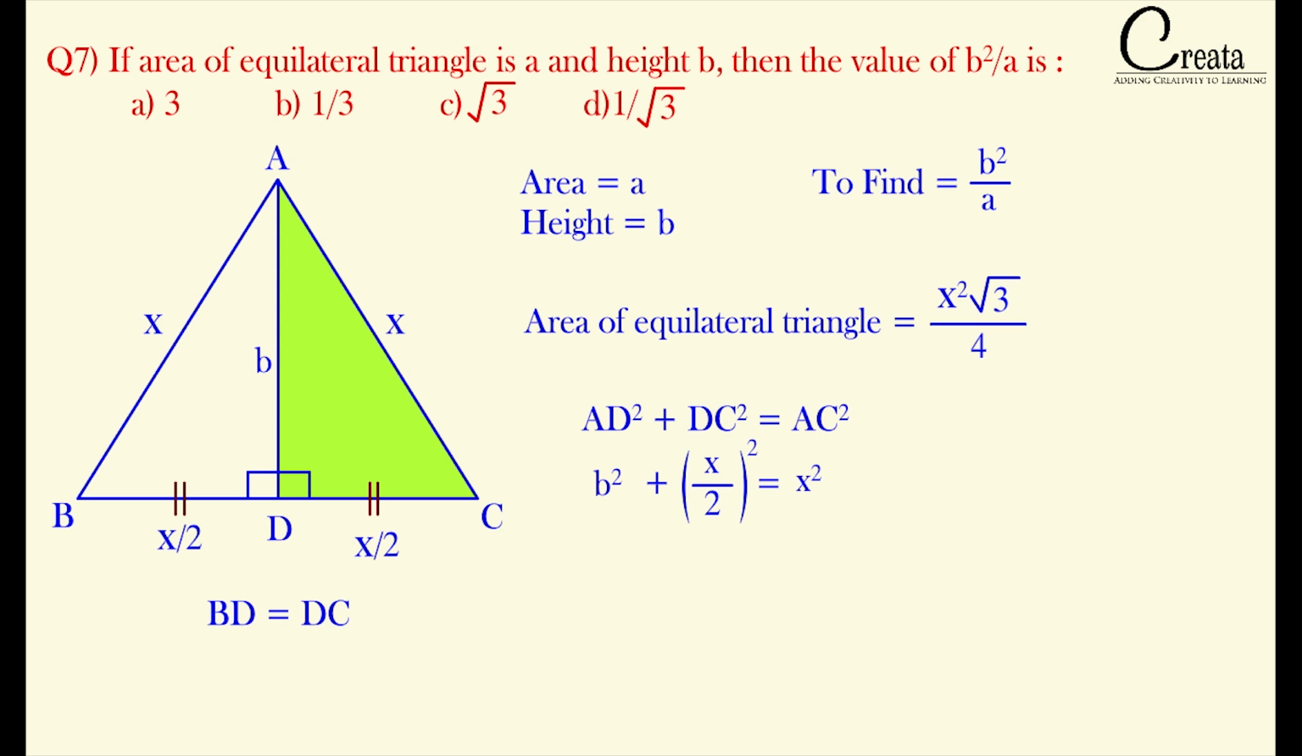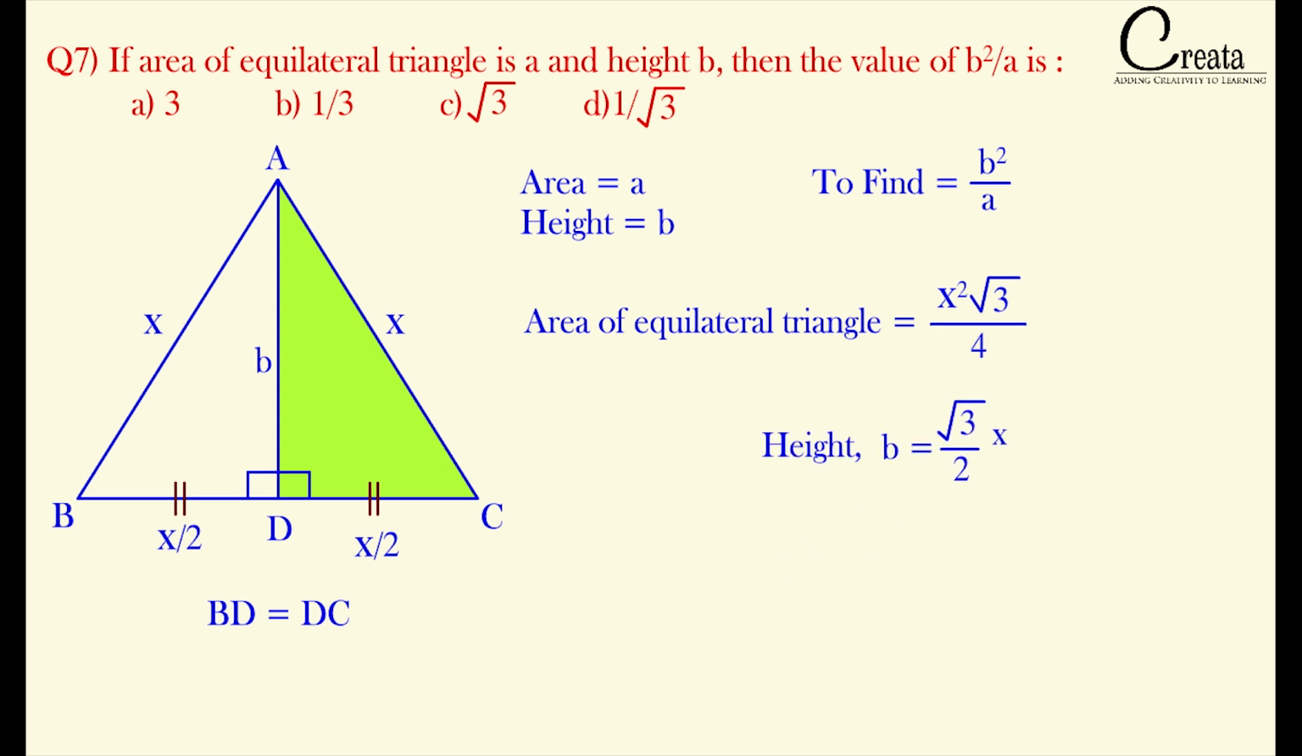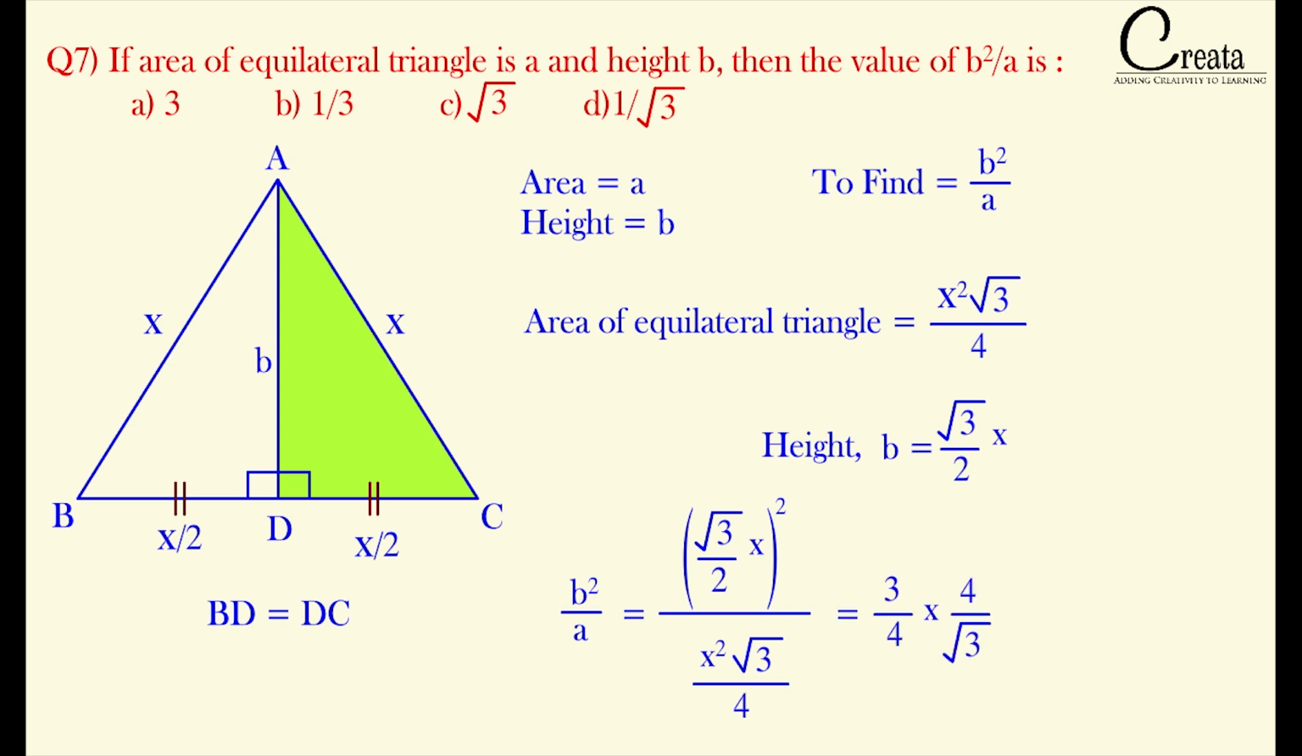Let's apply the Pythagoras. On applying the Pythagoras, we got height of this triangle as root 3 x by 2. We got height of this triangle. And we have already calculated the area of this triangle as root 3 by 4 x square. We got the value of A and we got the value of B. And in the question, we have to calculate the value of B square upon A. Let's put the value and let's solve it. On solving, we got the answer as root 3. Root 3 is the answer to this question.